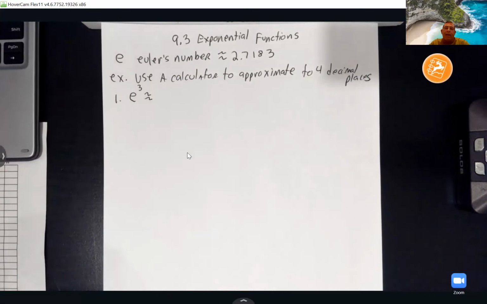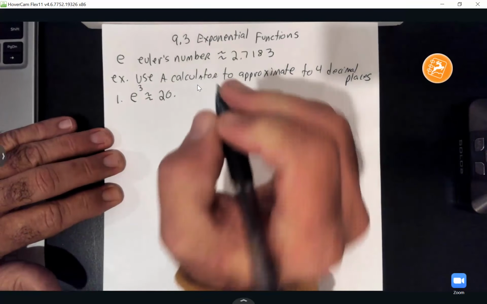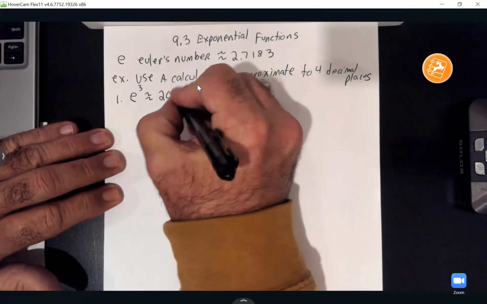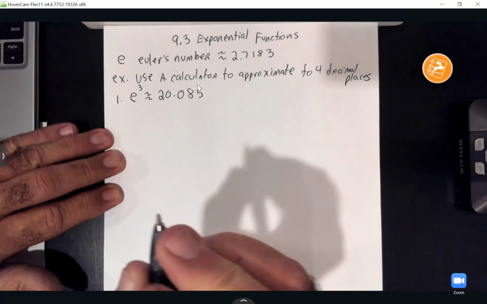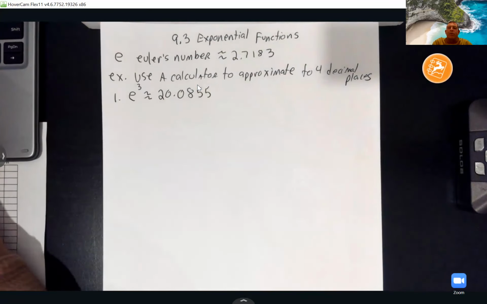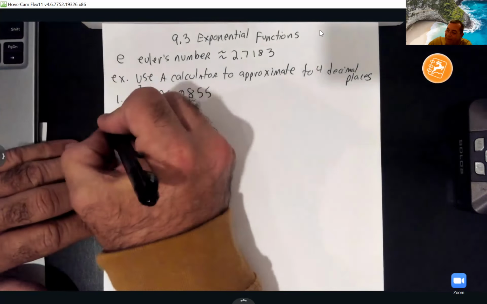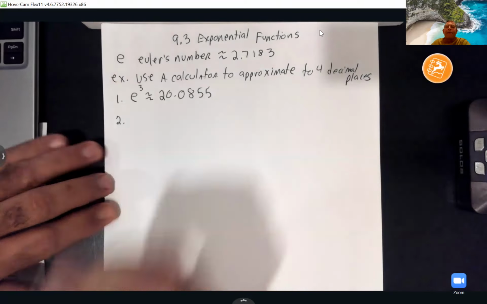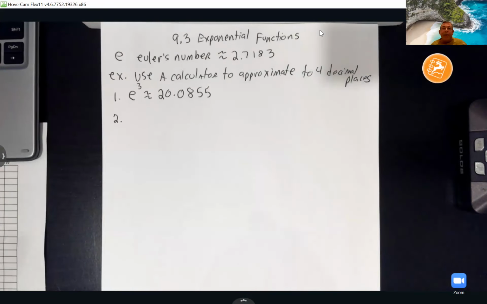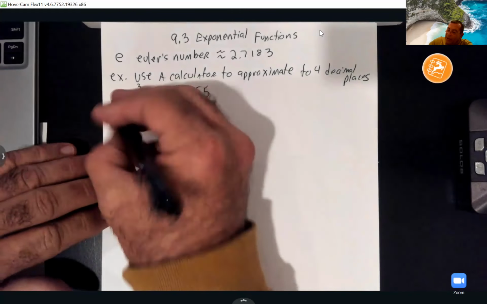So if y'all want to try that, I'll let y'all try that. It's 20.0855. You said 4 decimal places, 0.0855. Okay, there you go. Perfect. So is that what everybody got on that one? I'm not hearing any no's, so that sounds good. All right, y'all try this one.